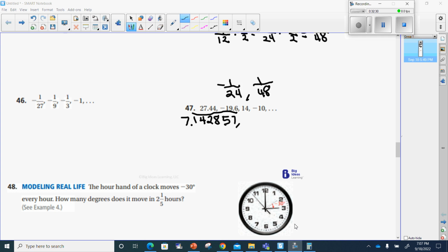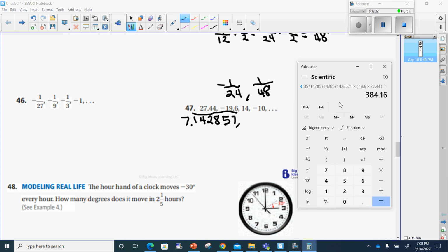I must have done something wrong. Let me check my calculator. Ah, there it is. I multiplied. Remember, at the beginning we divided. So I'm going to have to do this over again. So I'm going to have to take 19.6 divided by 27.44.